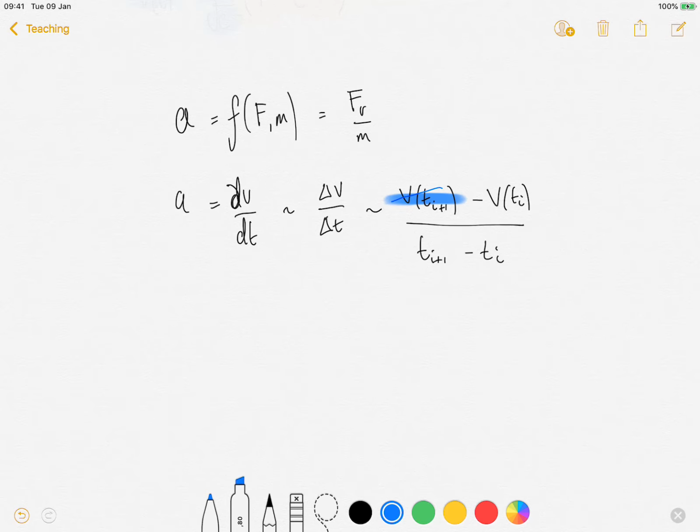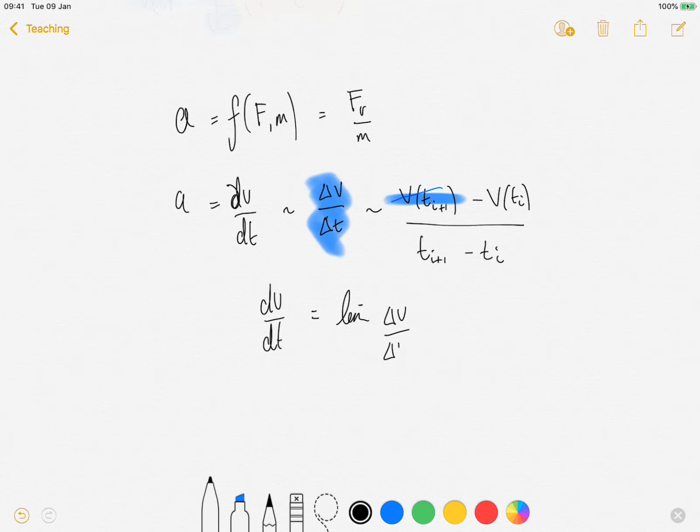And as I've already mentioned, the reason why we can approximate the derivative of velocity with respect to time as delta v by delta t is because delta t is finite. And if you remember from calculus, if delta t is finite, in other words it has some value, then the derivative of the velocity with respect to time equals the limit. So the derivative of velocity with respect to time equals the limit of delta v over delta t as delta t approaches 0.